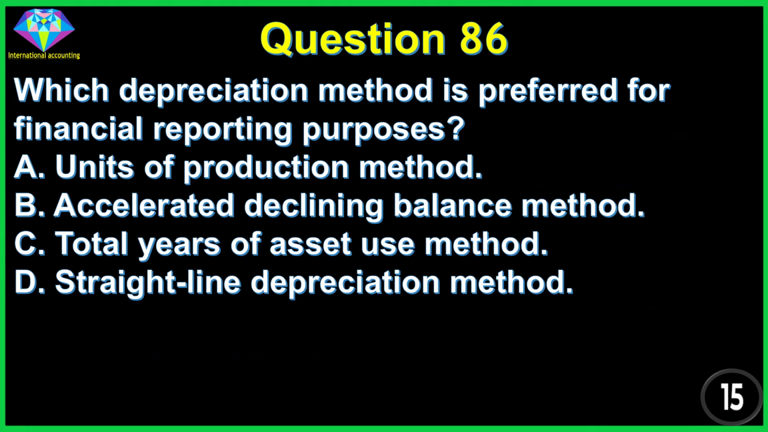Which depreciation method is preferred for financial reporting purposes? A. Units of production method. B. Accelerated declining balance method. C. Total years of asset use method. D. Straight line depreciation method.